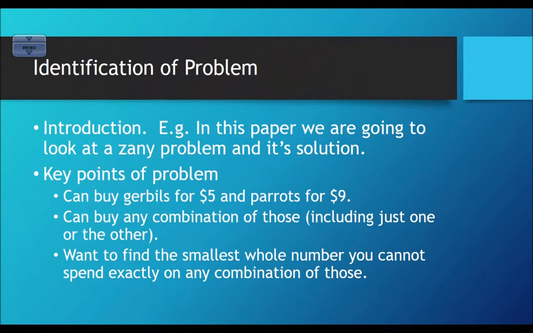My classroom student suggested that money is not an issue, or the number of parrots and gerbils are not an issue as well. And you could include that, but for sure I'm at least looking for these 3 things. You've got parrots for 9 and gerbils for 5. You can buy any combination, and we want the smallest whole number you can't spend exactly.